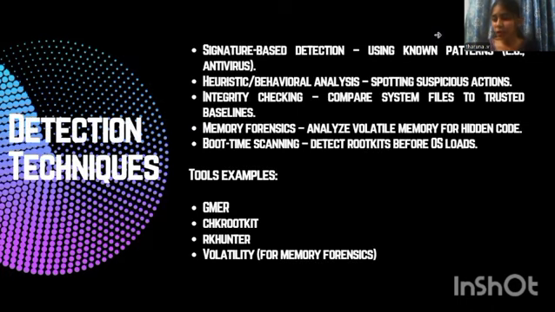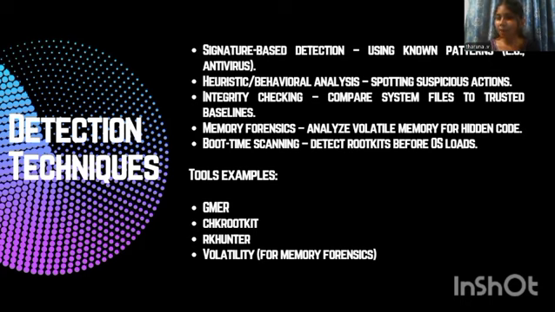So now the big question: how do we detect something that doesn't want to be seen? There are multiple detection approaches. One such thing is signature based detection. Similar to how antivirus software works, it looks for known rootkit patterns or code signatures. The problem: it fails with new or polymorphic rootkits.